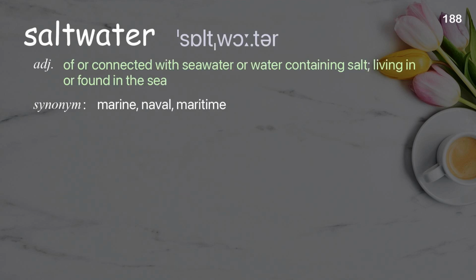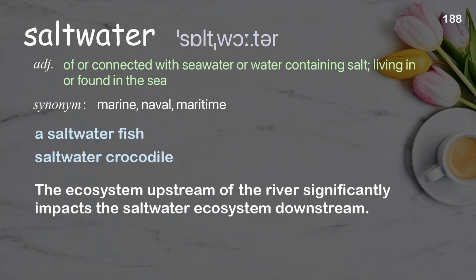Salt water. Of or connected with seawater or water containing salt, living in or found in the sea. Examples: A saltwater fish. Saltwater crocodile. The ecosystem upstream of the river significantly impacts the saltwater ecosystem downstream.